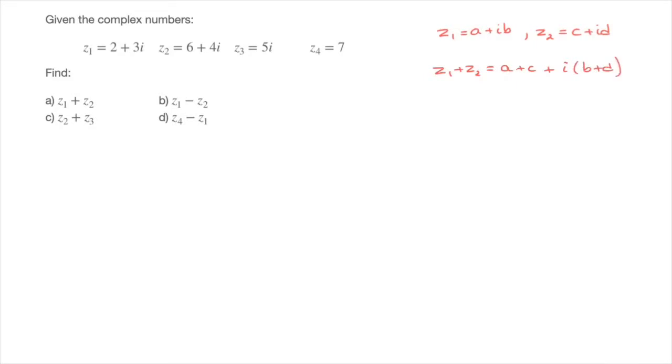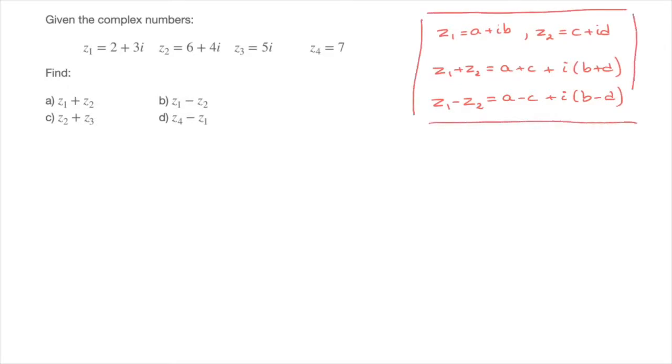And we define subtraction in a similar way. Indeed, z1 - z2 is equal to the new complex number whose real part is equal to the real part of z1 minus the real part of z2, and whose imaginary part is equal to the imaginary part of z1 minus the imaginary part of z2. In other words, z1 - z2 is equal to (a - c) + i(b - d). Alright, now that we've established the rules, let's go ahead and work through the exercise that we have here.